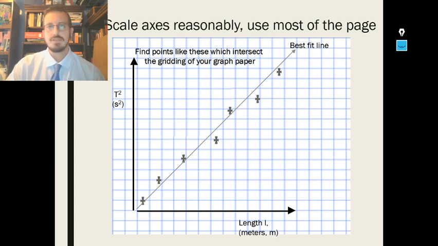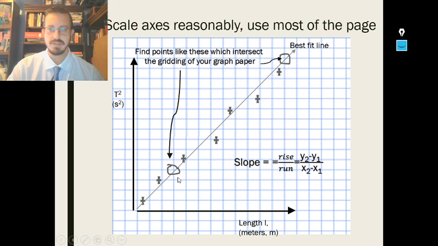And then once you've drawn your best fit line, you want to scour that line and try to find points like these, which intersect the gridding of your graph paper, right? And so I can read off the coordinates from my well-scaled axes, and then I'd be able to do a slope calculation, right? Where I have the coordinates x1, y1, and x2, y2.